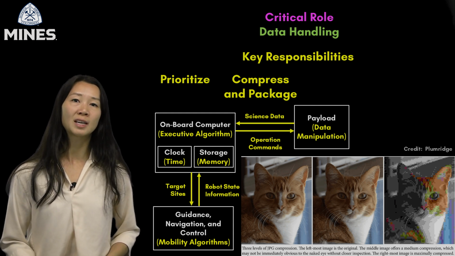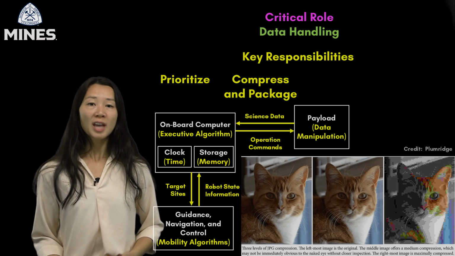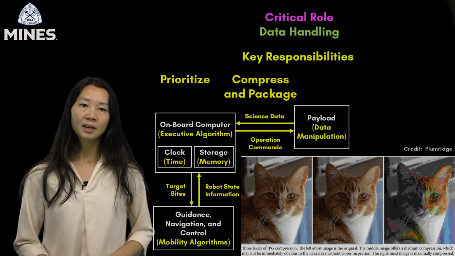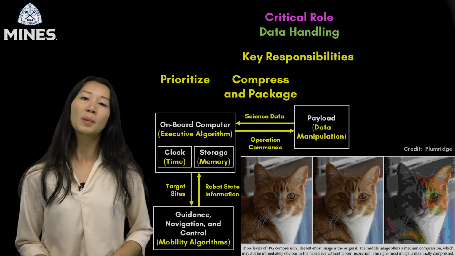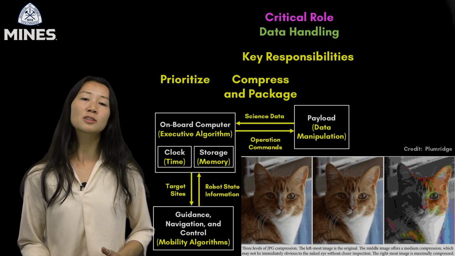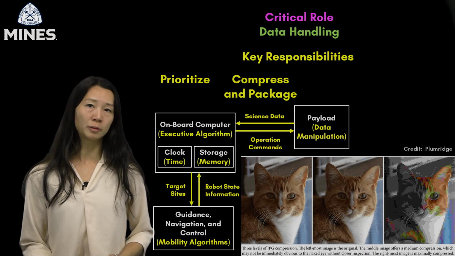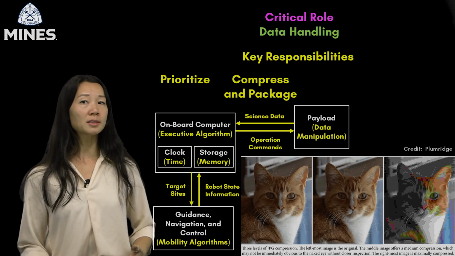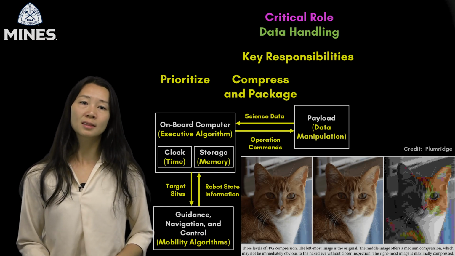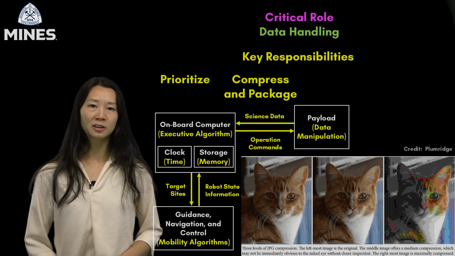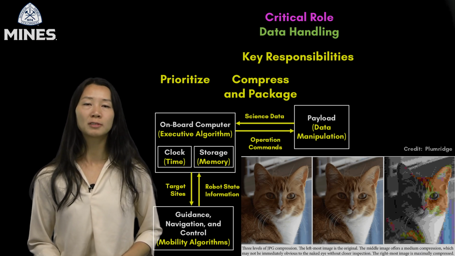Lossy sacrifices fidelity for file size, which can be okay for some science imagery depending on the mission's needs. Flight software, and sometimes even the payload software itself, makes this trade-off in real time. What needs to be preserved at full quality? What can be compressed or even discarded to save space? That decision can affect data quality, scientific return, and even whether errors get caught in real time.